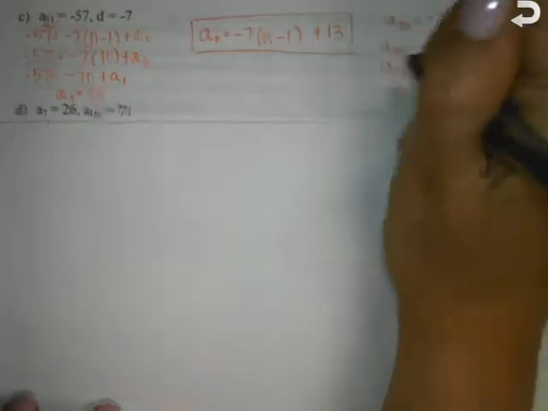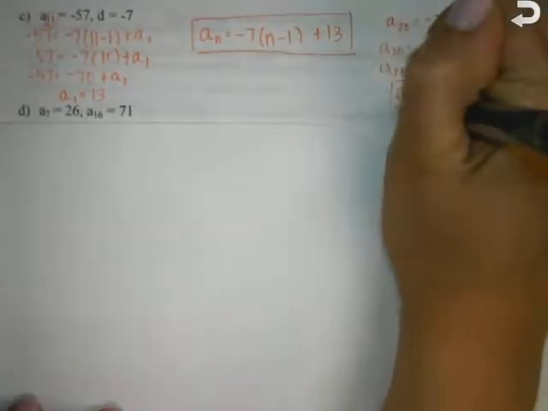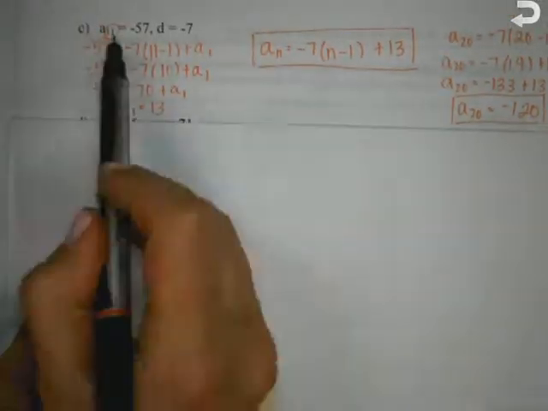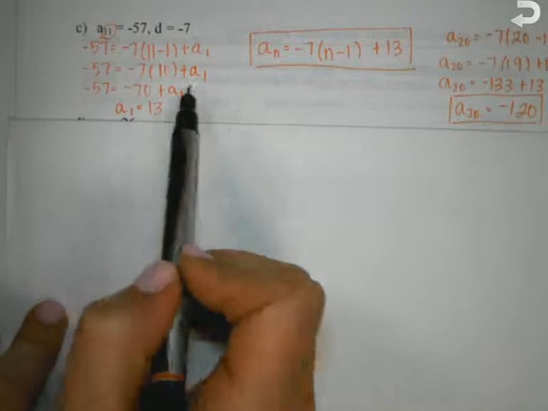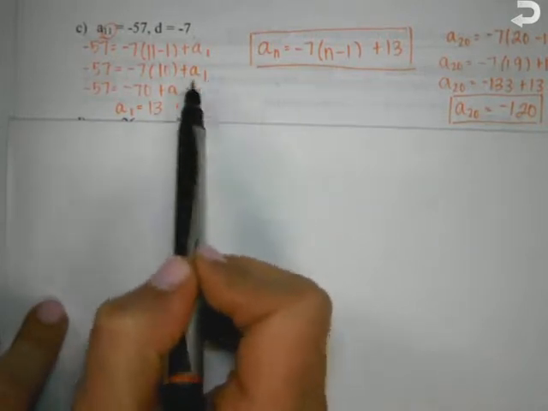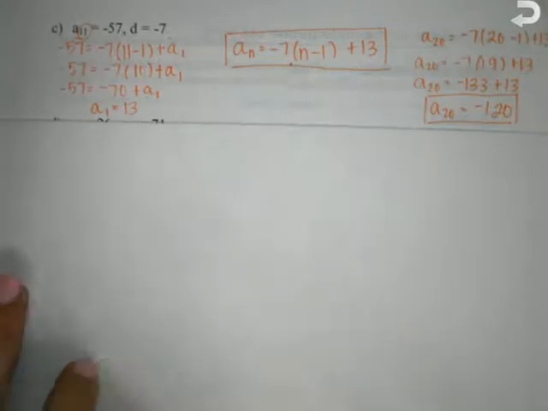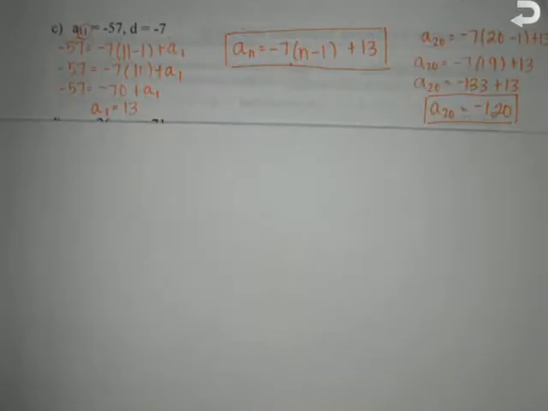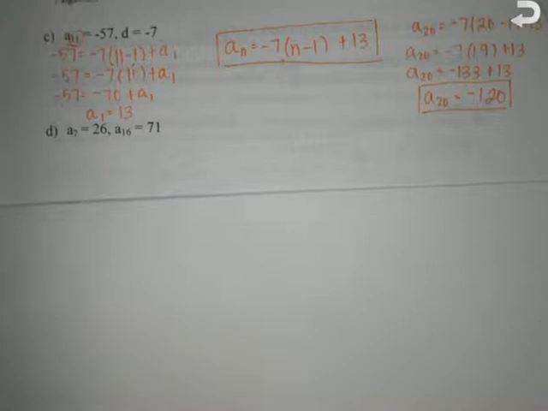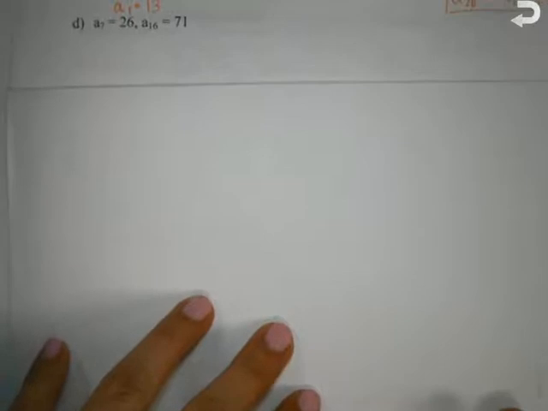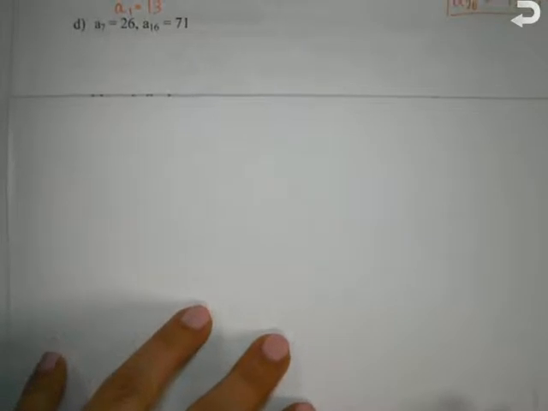Okay, so if you are given a term and D, we can just plug in what we know to the equation to find what's missing, and then we just plug it back into the original formula. Make sense? Okay. Yeah. D is a little bit trickier. I am given a sub 7, which is equal to 26, and a sub 16, which is equal to 71. I have no idea what a sub 1 or what D is.